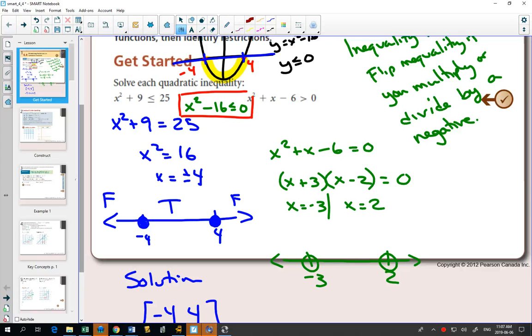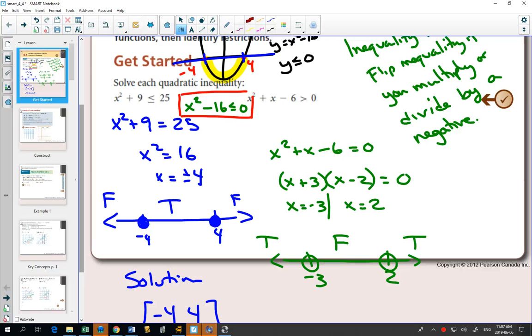What happens when you plug in 0? 0 plus 0 minus 6, is that bigger than 0? No. This section will be false. If you plug in a value larger than 2, like 3, 9 plus 3 is 12, minus 6 is 6. Is that bigger than 0? Yes. And the same thing will happen if you plug in something less than -3.